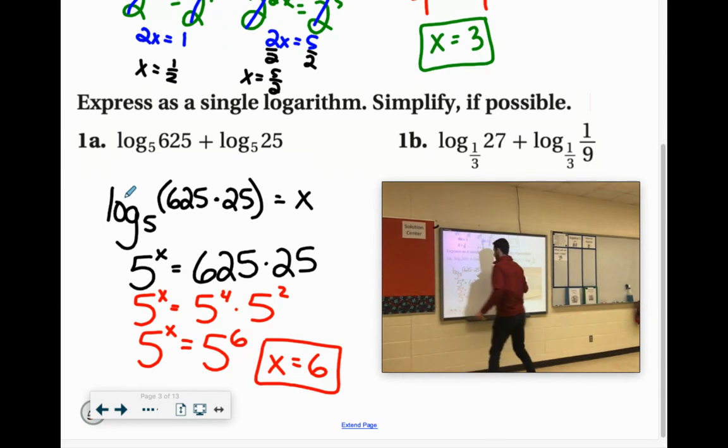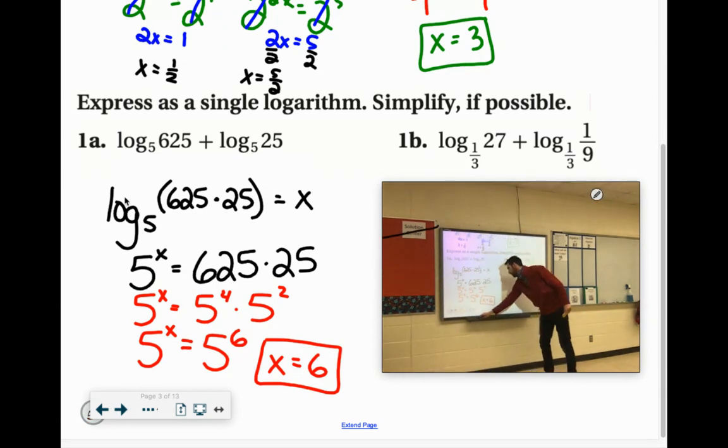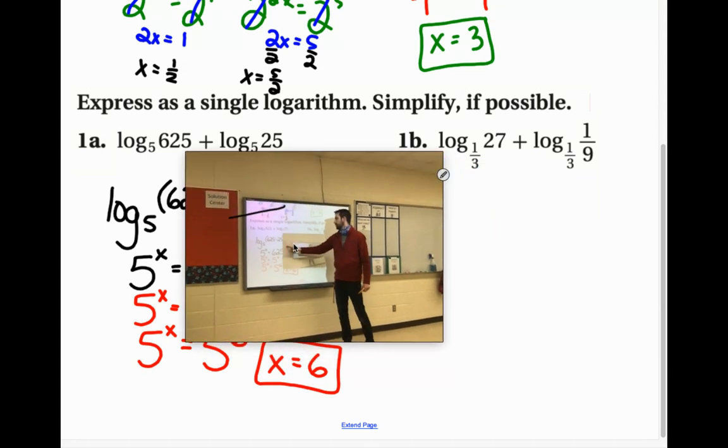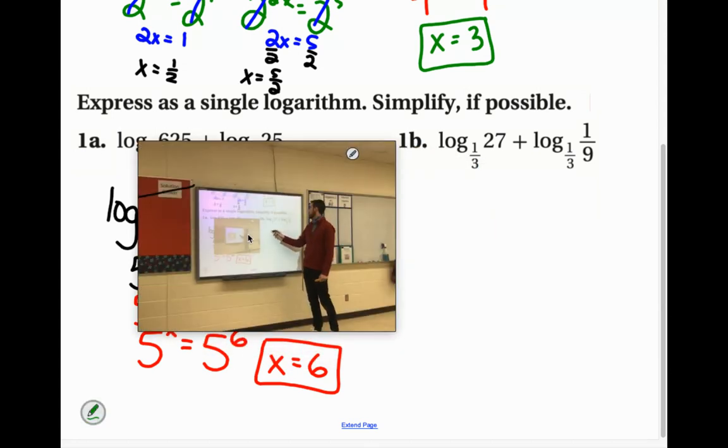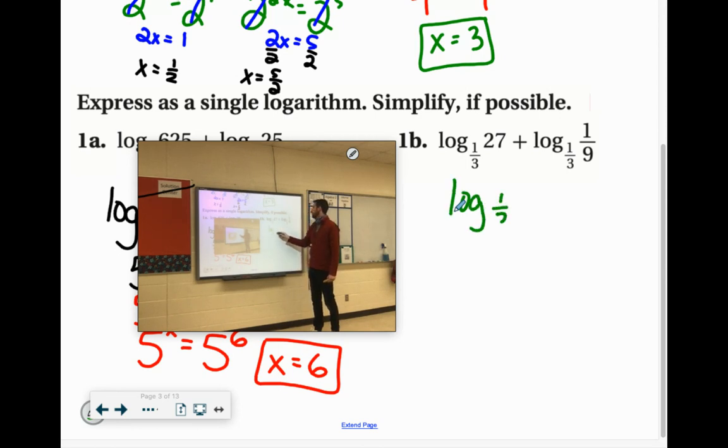Hopefully I have enough time for this one. Goodness. Yeah, I'm running out of time. So log base 1/3, 27 times 1/9 is 3. 1/3 to the x equals 3.